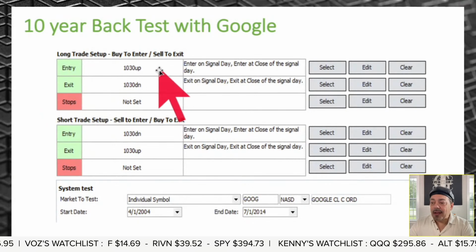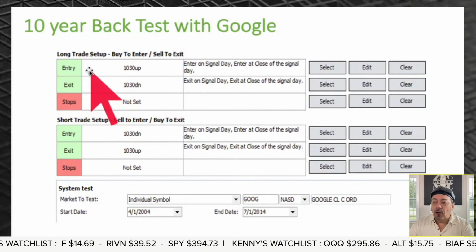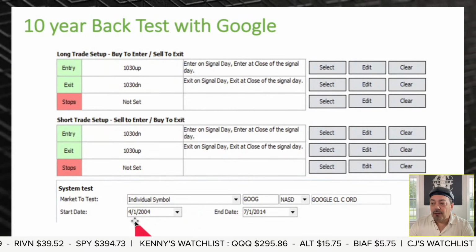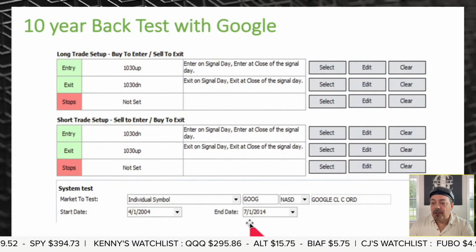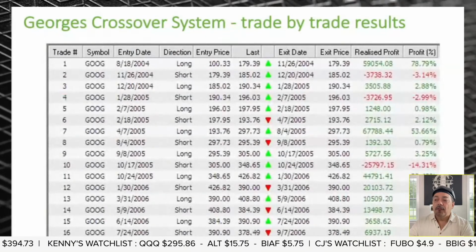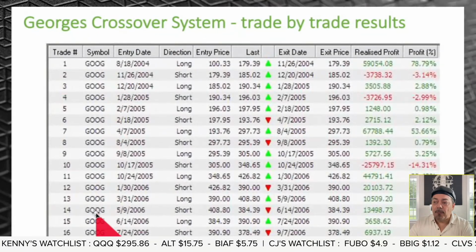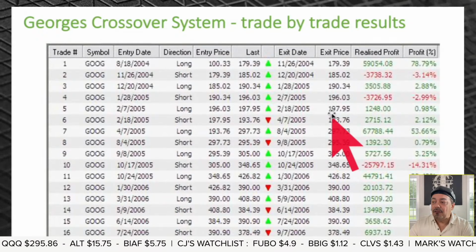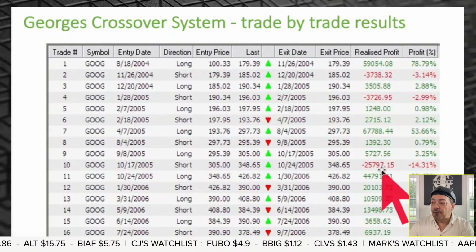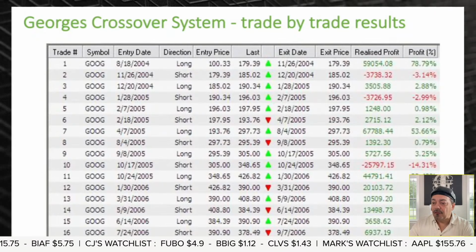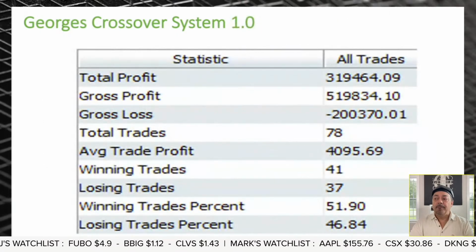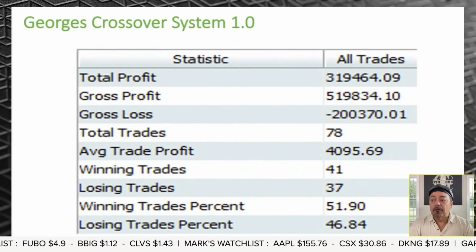So what I did was I ran the numbers, all right? Long trade setups, short trade setups, and you can see down here from 4/1/2004 to 7/1/2014. This is what I came up with. So I ran the numbers and I see Google symbol and I see the long and shorts coming in. And then I see entries and exits. And I also see realized profits and losses. And I see percentages. And then I want to see, well, what did the whole thing do? Give me the summary. And the summary for Google looked like this.